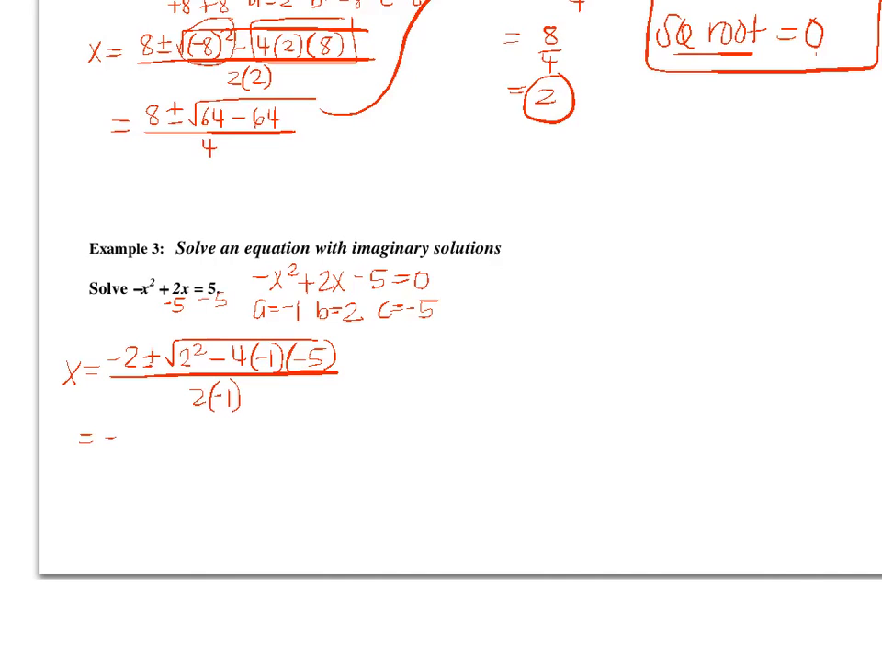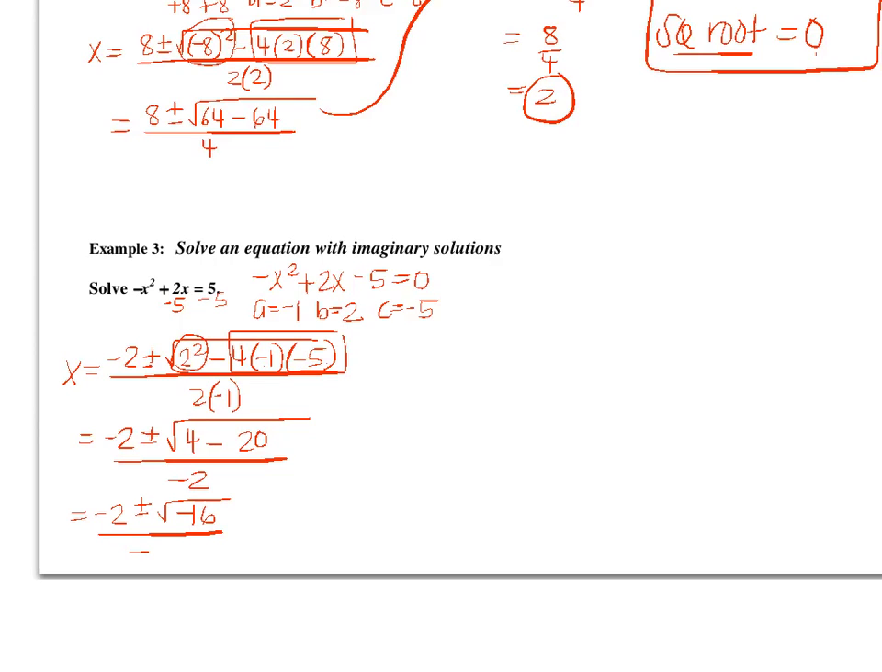So I start working with this, negative 2 plus or minus. Now I suggested you do your squared first. 2 squared is 4, minus 4 times negative 1 is negative 4, times negative 5 is positive 20, all over negative 2. So I have negative 2 plus or minus the square root of negative 16, all divided by negative 2.